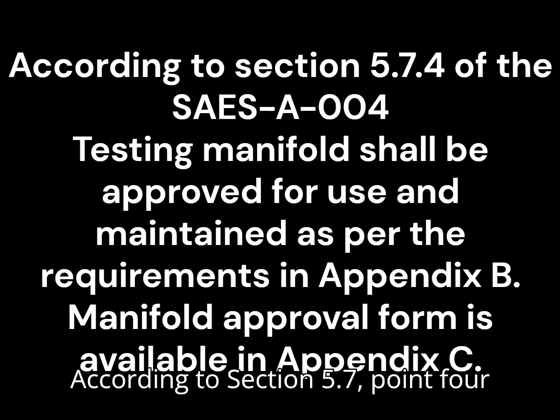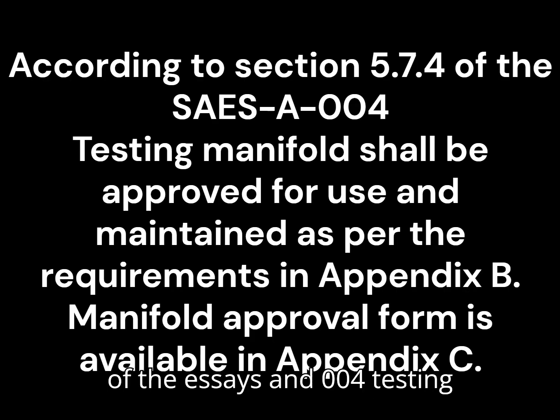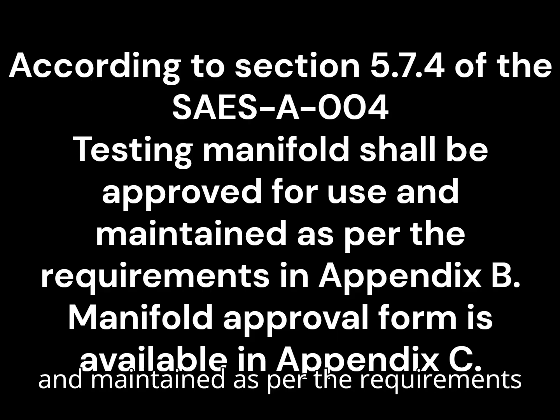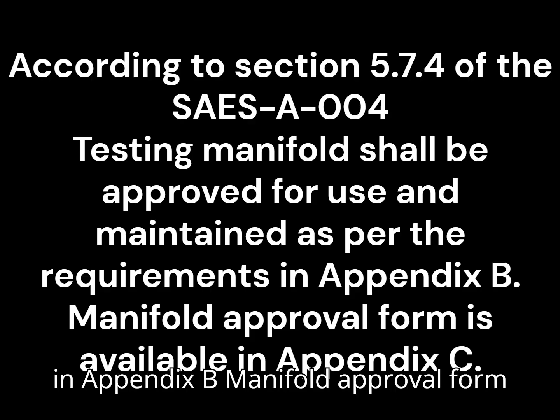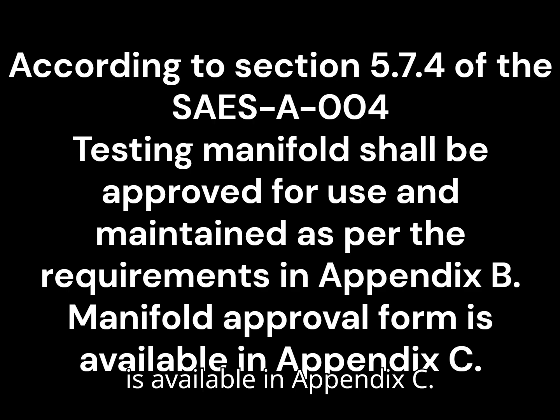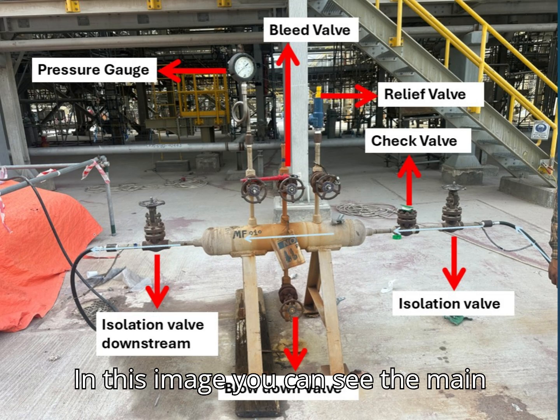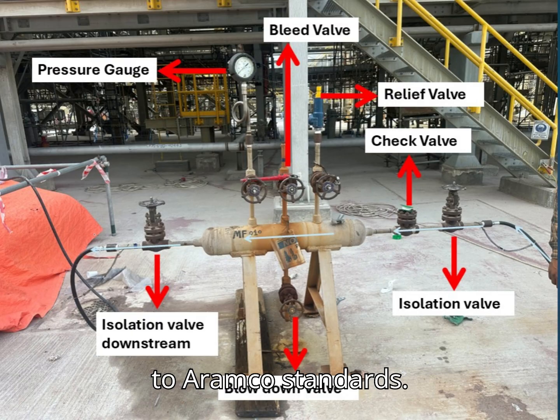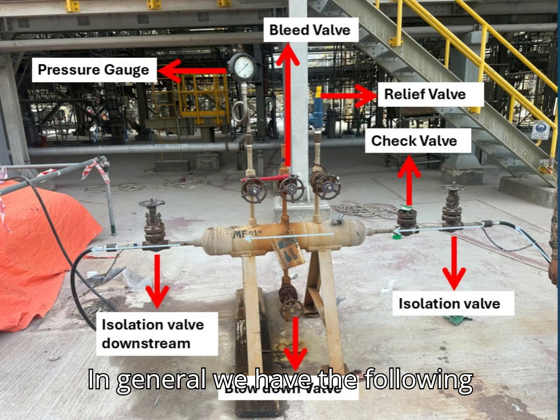According to Section 5.7.4 of SAES-A-004, the testing manifold shall be approved for use and maintained as per the requirements in Appendix B. The manifold approval form is available in Appendix C. In this image, you can see the main components of the test manifold according to Aramco standards. In general, we have the following components.